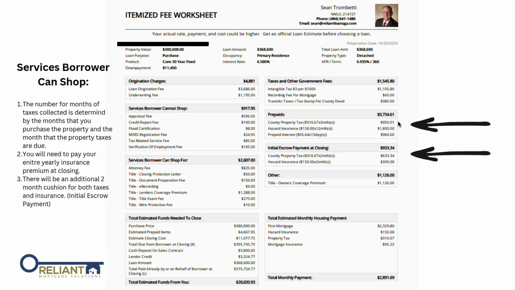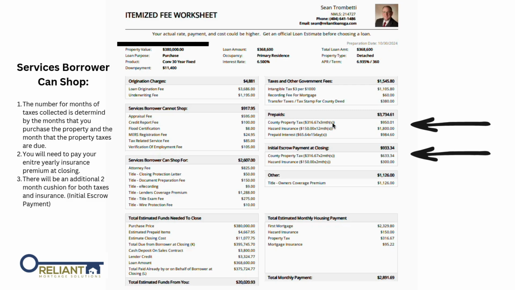Now there's two assumptions that are being made in this line. The first of which is this, the amount of money taken per month for taxes. In this case, it's $316. And we basically estimate this by going to your county's tax website, seeing the most recent yearly bill, and then dividing that by 12 and using that figure. Now the following assumption that we make is how many months are going to be collected under this prepaid section at $316 or whatever your value would be per month. In this case, we've estimated that it's 3 months.